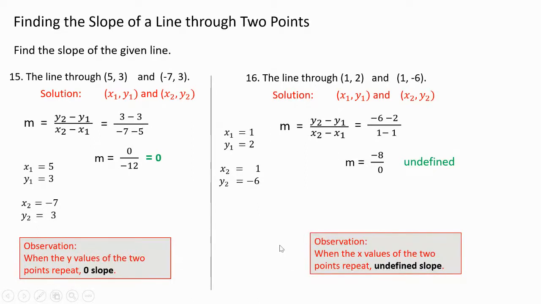So when you do the homework and have to find the line between 2 points, you can actually check before you do all the work. You check the x values. If they repeat, it's going to be undefined slope. And if the y values repeat, it's going to be 0 slope. And if none of the x's or y's repeat, then you can proceed and actually find the slope. Okay, that's something to think of as observations.